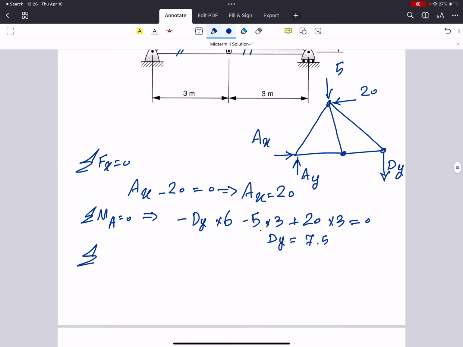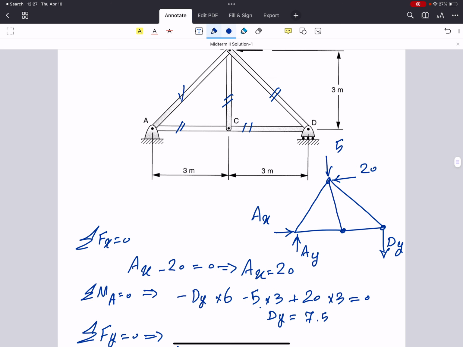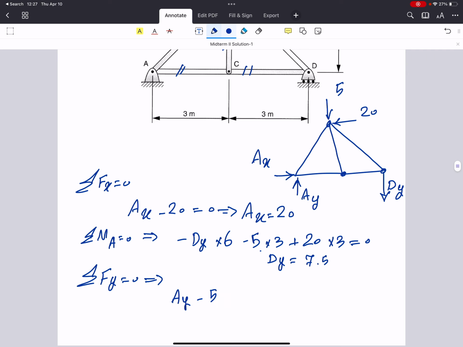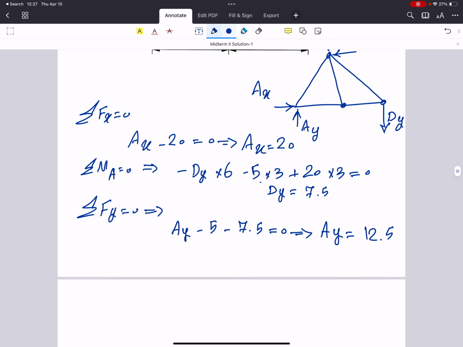Then I have Fy equals 0. I can use that one to find AY. AY going up. Then what else? I have 5 going down, DY going down. DY is 7.5 going down, equals 0. My AY is 12.5. Now I have the support reactions.